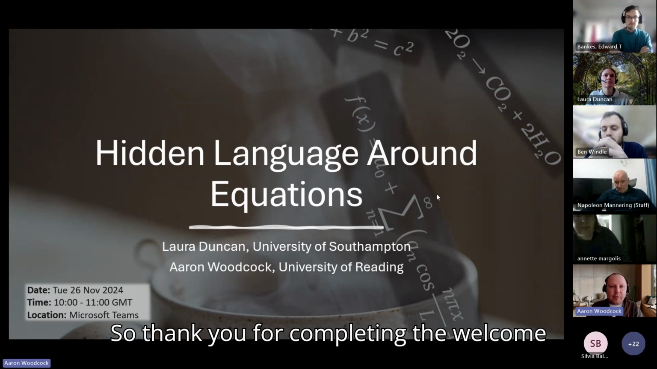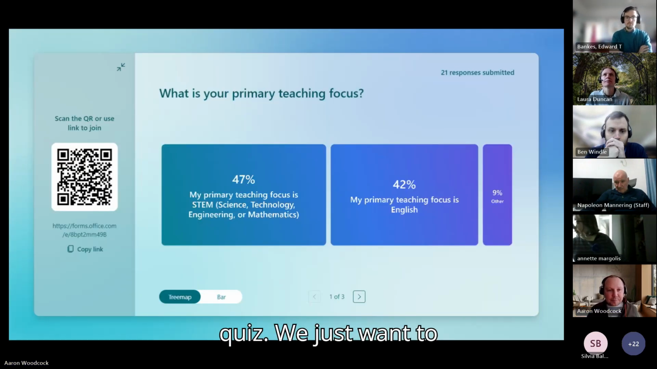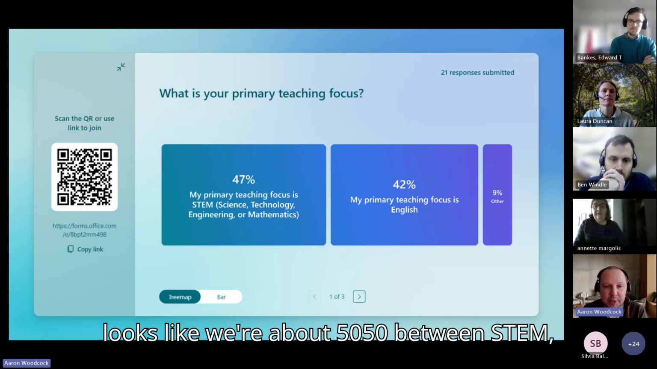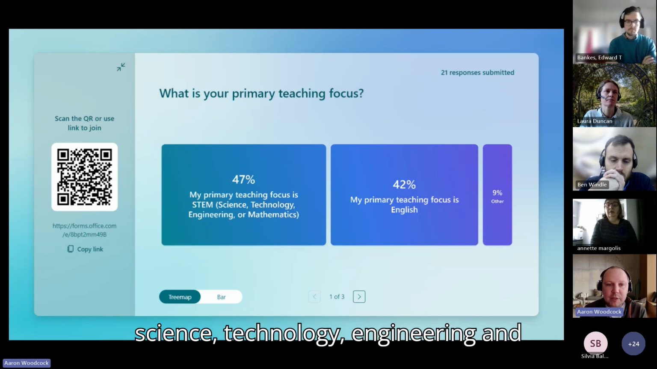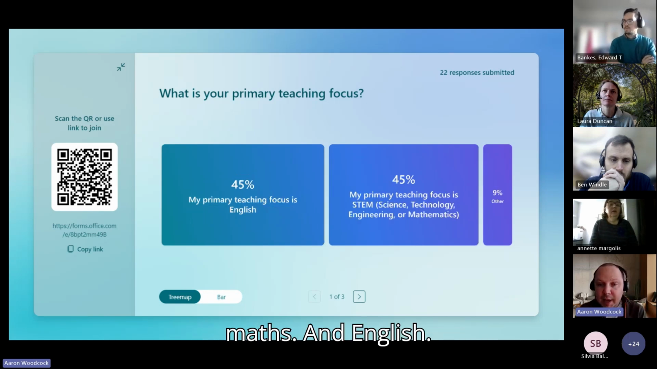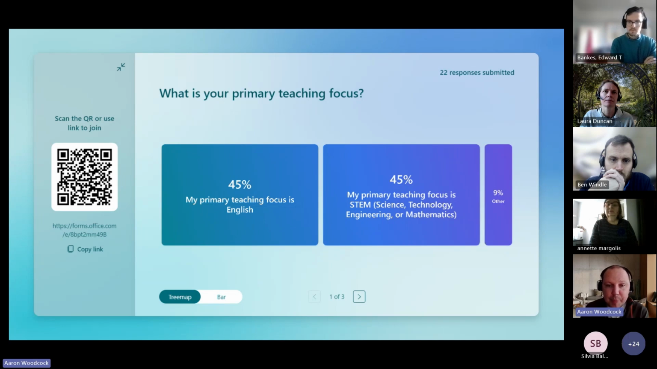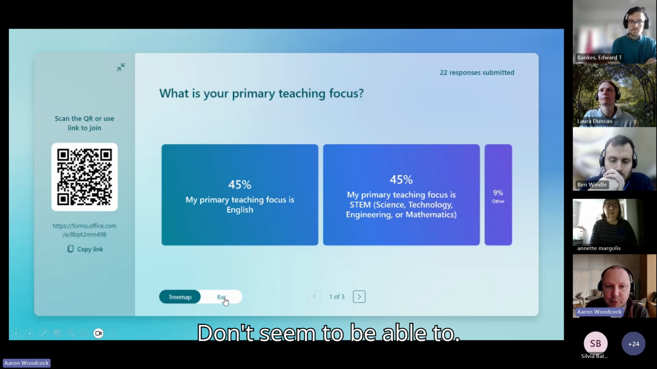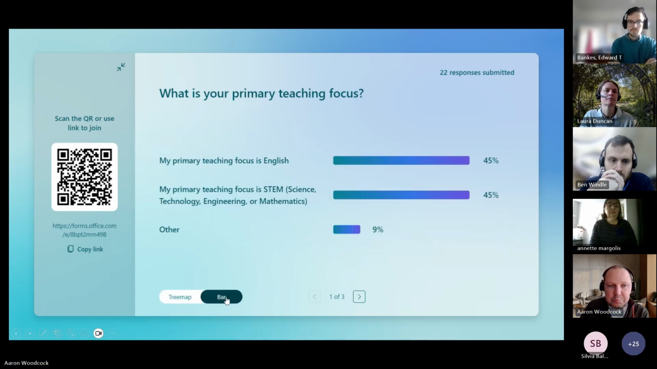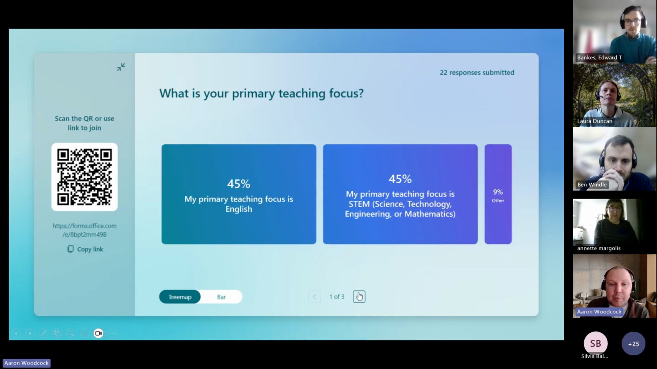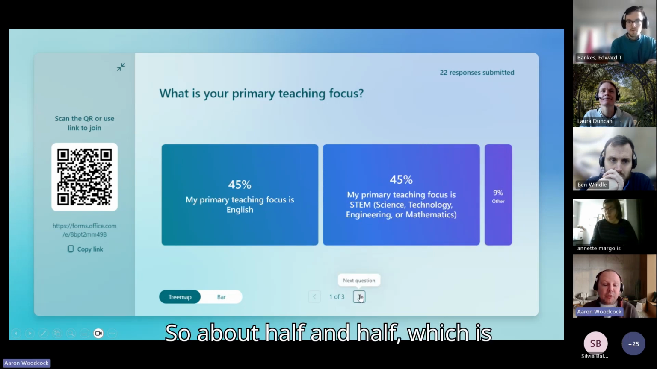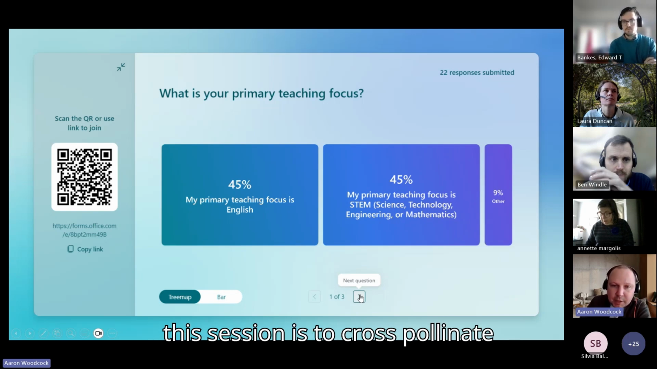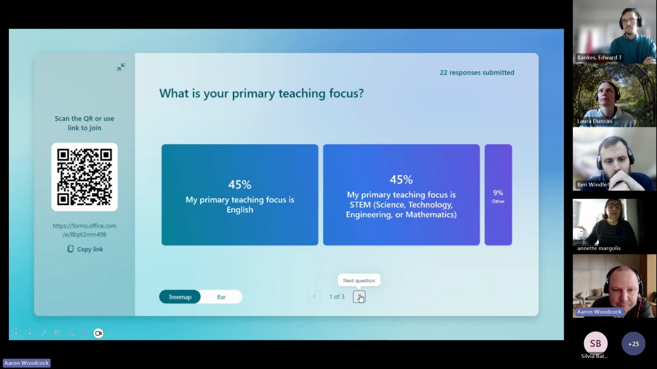So thank you for completing the welcome quiz. We just want to get a sense of who you are. It looks like we're about 50-50 between STEM, science, technology, engineering and maths, and English. I wonder if I can see what the other is. Don't seem to be able to. Oh, fair enough. Okay. So about half and half, which is fantastic. One of the reasons for this session is to cross-pollinate between English and the sciences.